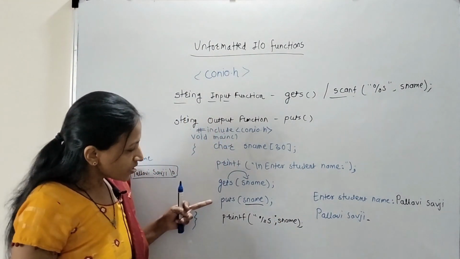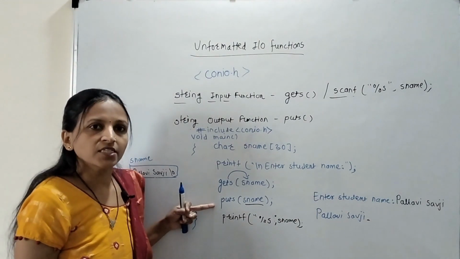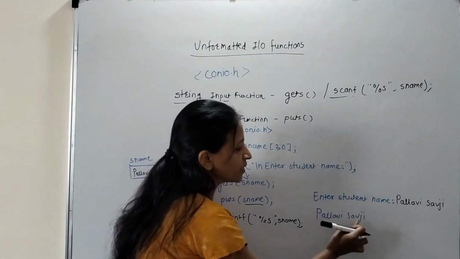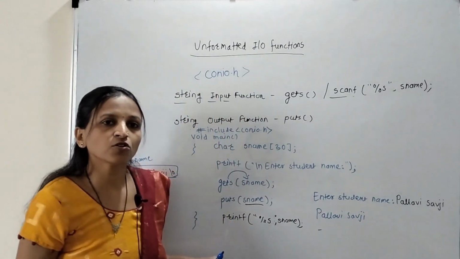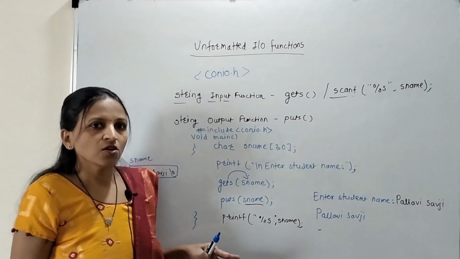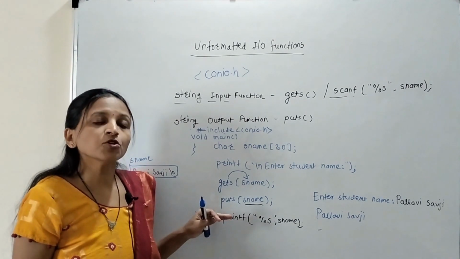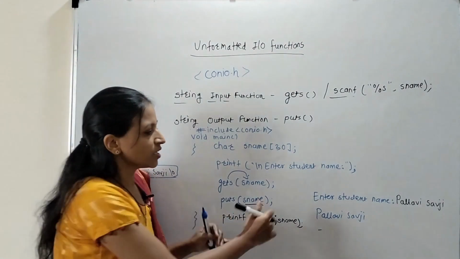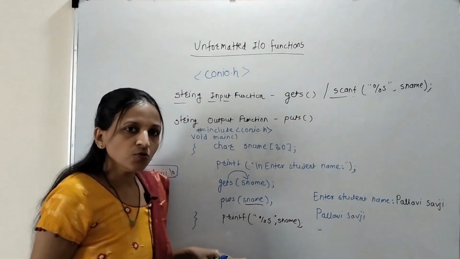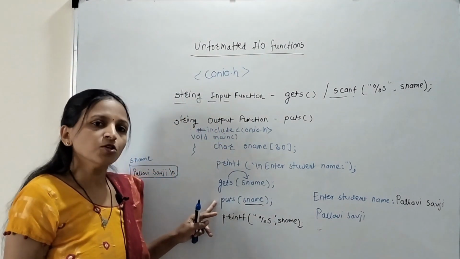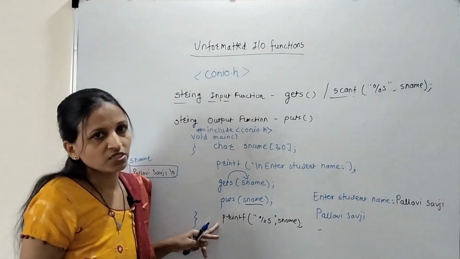And suppose you are displaying that string using puts, then automatically after displaying the string, the cursor will get shifted onto the new line. You can say the output cursor will get shifted onto the new line if we are using puts instead of printf for displaying a string.